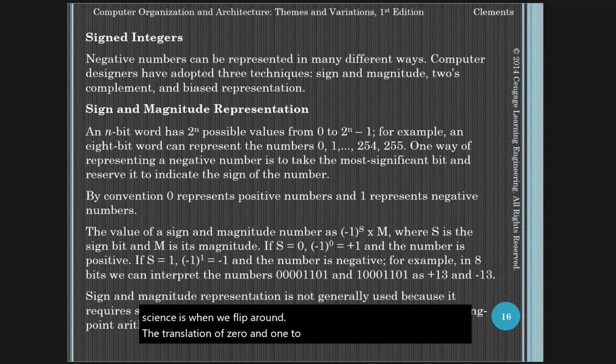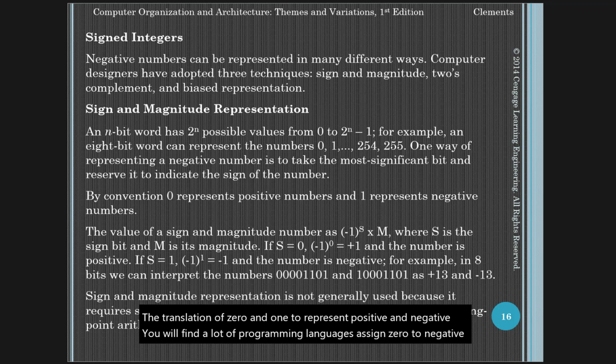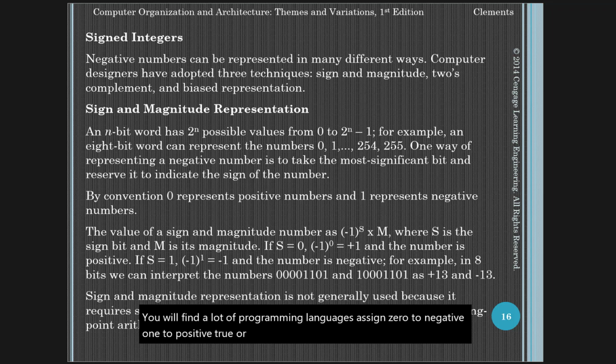You will find a lot of programming languages assign 0 to negative, 1 to positive, true or false. Boolean values in some programming languages will accept 0s and 1s, and you have to know which way it flips. So by convention, in binary, 0 is positive, 1 is negative, which I know for a lot of people is very confusing.